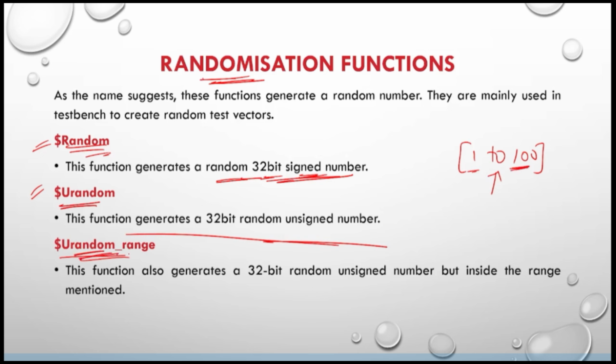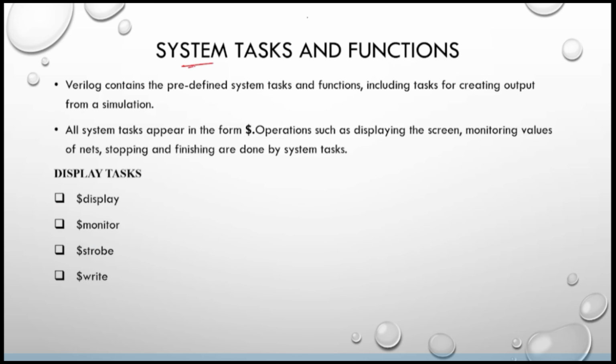So when you are giving it within the range, then you will be going for $urandom_range. Okay, clear? So these are some of the basic randomization functions in Verilog. Now coming to some system tasks and functions.